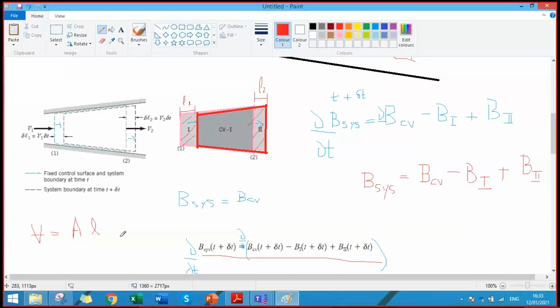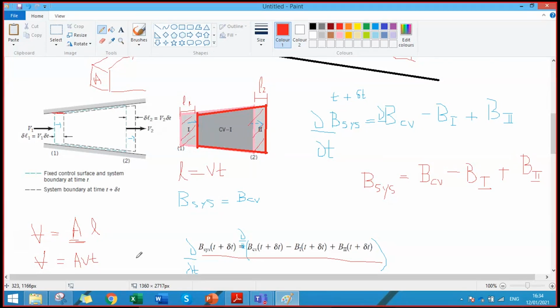This area would be the cross-sectional area of the control volume boundary, right? If this is the control volume, A would be this cross-sectional area, into the page, just like this. And L would be the change in this distance, right? And we know that distance is velocity into time. Clear? So volume would be area into velocity into time. Is it clear? Yes, sir, clear.